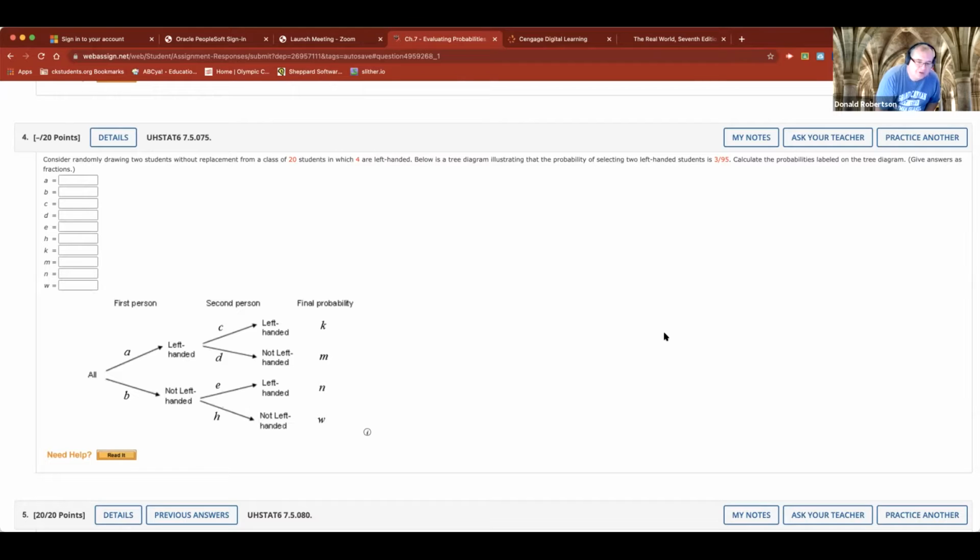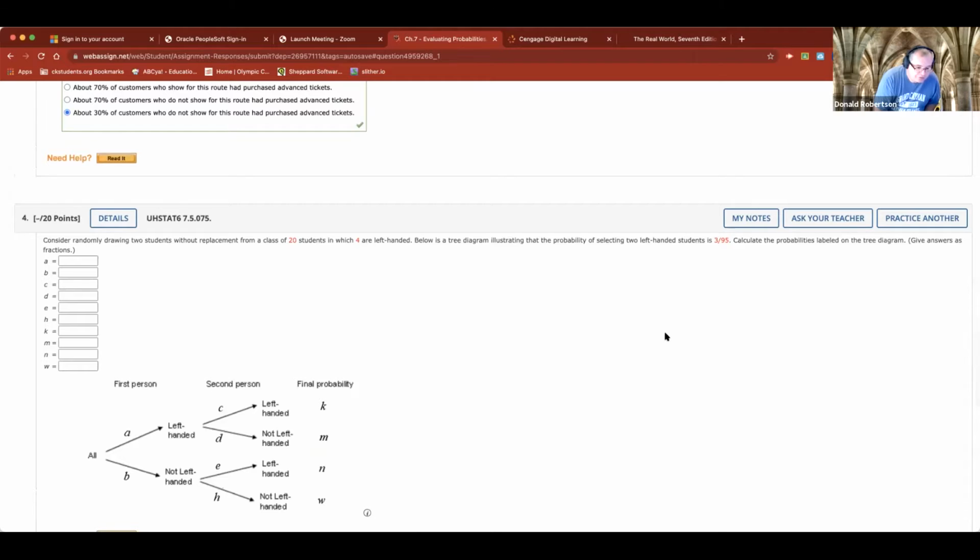And then they finish with a thing that they call the final probability. And that's basically the numbers that are, in this case, probably fractions. Let's check, what do they want? Yeah, they want fractions. Okay, so let's put those letters in. So the last letters are K, M, N, and W, right? So essentially, we're going to fill that entire list of letters from A to W. In other words, we're going to fill the missing fractions that belong in this tree diagram.